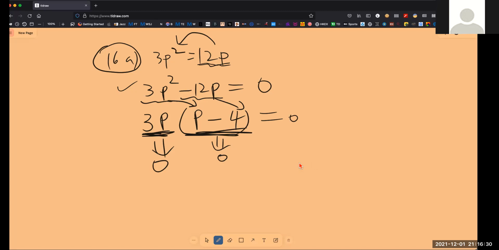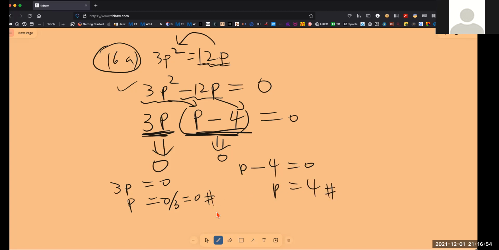Can you follow so far? So if you have 3p equals to 0, your p is equal to 0, because 0 times anything is 0, right? You can actually use your calculator. p is actually 0 divided by 3. So 0 divided by 3 is 0, okay, for the first term. And then 3p minus 4 equals to 0. So p equals to 4. So these are the two answers for 16a.